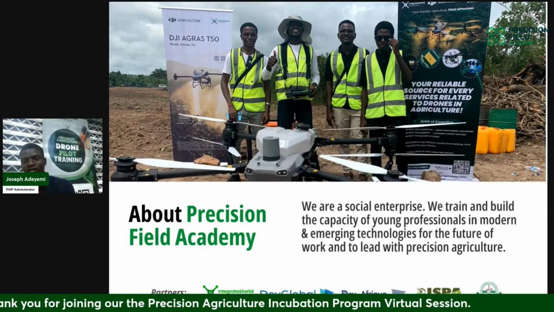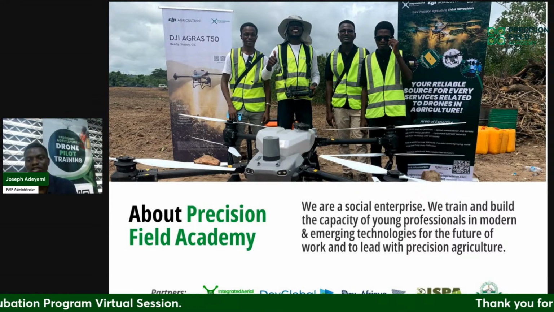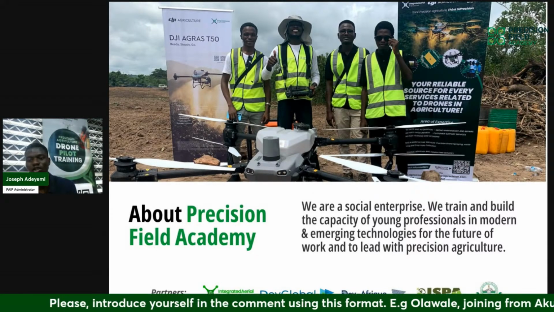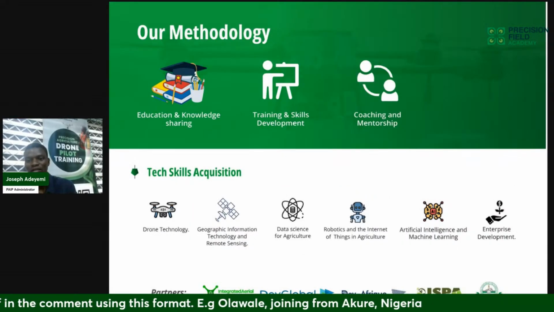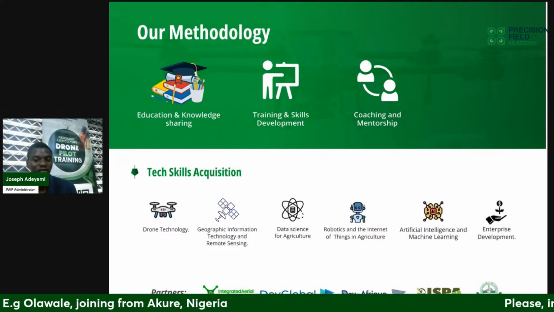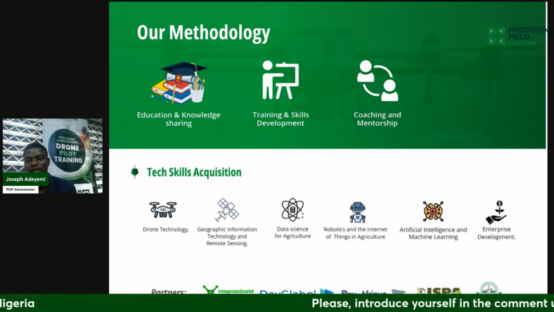So at Precision Field Academy, we run it as a social enterprise where we train and build the capacity of young professionals in modern and emerging technologies for the future of work and also to lead with precision agriculture. So we have three methodologies. Number one is education and knowledge sharing. Number two is training and skill development. Number three is coaching and mentorship.